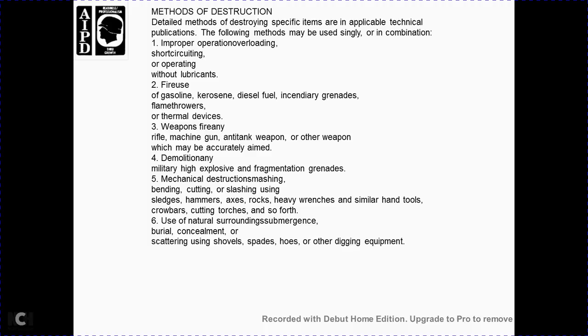Methods of destruction. Technical publications detail the methods of destroying specific items. The following methods may be used singly or in combination. Improper operation: overloading, short circuiting, operating without lubricants. Fire: use of gasoline, kerosene, diesel fuel, incendiary grenades, flamethrowers, and thermal devices. Weapons fire: any of the machine guns, antitank weapons, and other weapons may be accurately aimed.